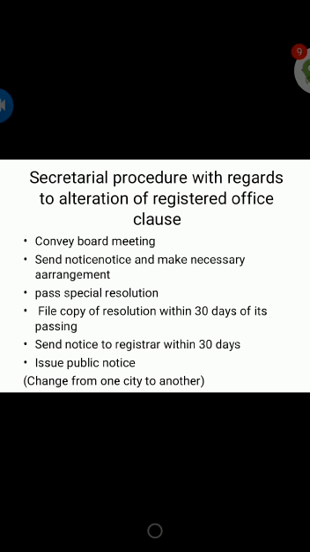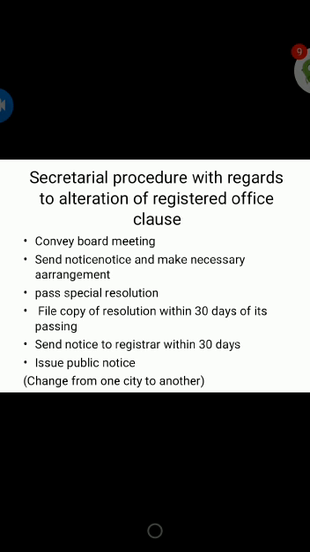In the previous case, which means alteration of the registered office from one place to another within the same city, we are not going to conduct any general meeting. Just the board meeting will be conducted and the resolution will be passed. In this case, you are going to convene the general meeting. First you convene the board meeting, and in that board meeting you fix the date, time, place and agenda of the general meeting, where the special resolution will be passed to shift the office.